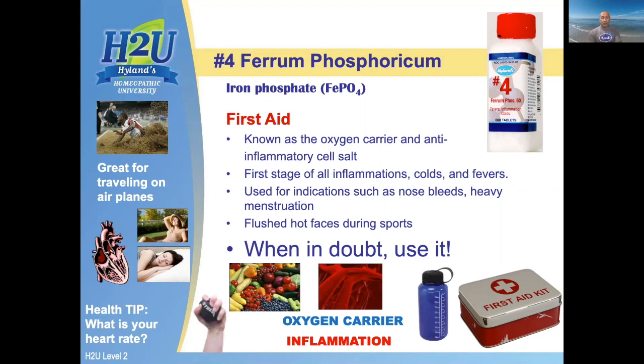Again, you can put it in your water bottle during exercise. In fact, I normally recommend Ferrum Phos combined with Mag Phos in the water bottle for athletes, because, like I said, Ferrum Phos is the oxygen carrier and helps with inflammation, and of course Mag Phos reduces the chance of cramping during, after, or at nighttime from your exercise.